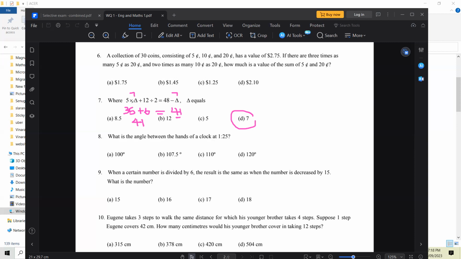We go for the next one. Next one, clock and angle. You know what is the angle of a circle? Yeah, 360 degrees. Using that and the fraction. You have to use fractions. You're going to find the angle between the hands of the clock.